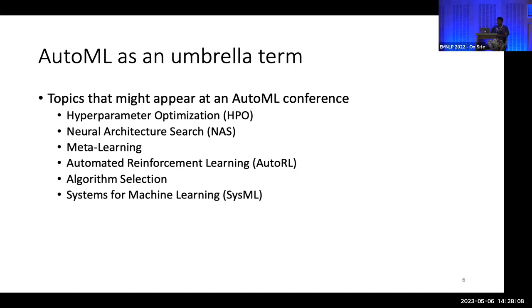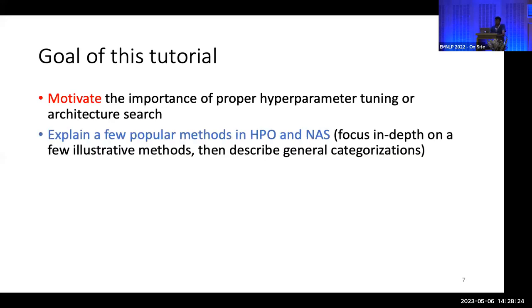Okay, so basically AutoML, I'm going to use this as an umbrella term to cover multiple things. Sometimes I'm going to say hyperparameter optimization. Sometimes I'll say neural architecture search. I'm kind of using these interchangeably. All right, so the goal of today's tutorial is first to motivate the importance of hyperparameters in architecture search, and then we'll focus on a few popular methods. So I won't be very comprehensive. We'll pick up a few important techniques and explain them to make sure you understand the general idea. Then you can go off and read papers on your own.